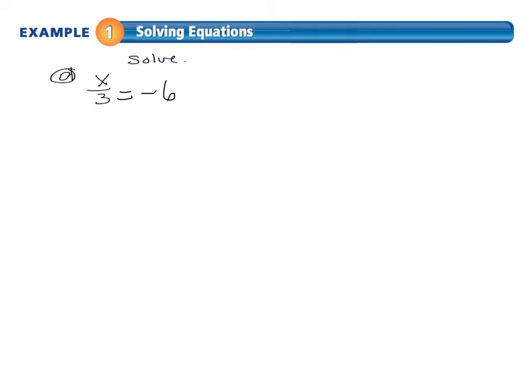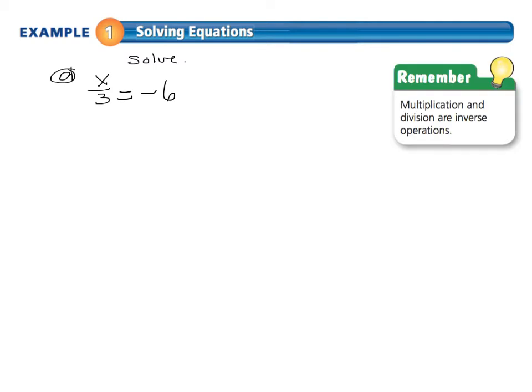So, ding, ding, ding. Remember, multiplication and division are inverse operations. So, the opposite of dividing by 3 is multiplying both sides by 3. So this is called the multiplication property of equality. Repeat after me. The multiplication property of equality. Please remember to note that.